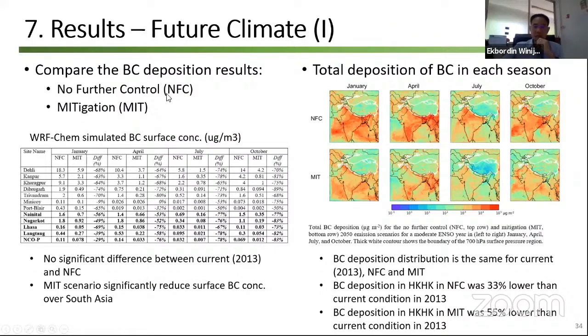After we put the no further control and mitigation scenarios into the model, we see the deposition of black carbon in different locations, in different seasons, January, April, July, and October, in the no further control and mitigation scenarios. In general, both scenarios show a reduction in BC deposition in the HKHK region, within the white line boundary area. For no further control, the deposition is reduced by 33%. For mitigation, the BC deposition is reduced by 55%.